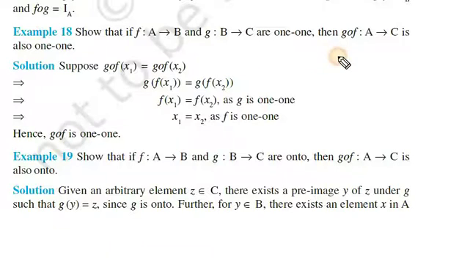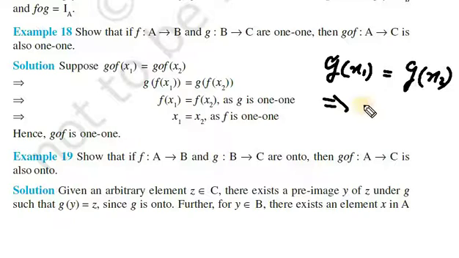g is 1-1 means what? g of x1 must equal g of x2. This will imply what? x1 is equal to x2. But in this case, we don't have x1 and x2. We have f(x1) and f(x2), so we don't care whatever is inside this thing, this is the placeholder.